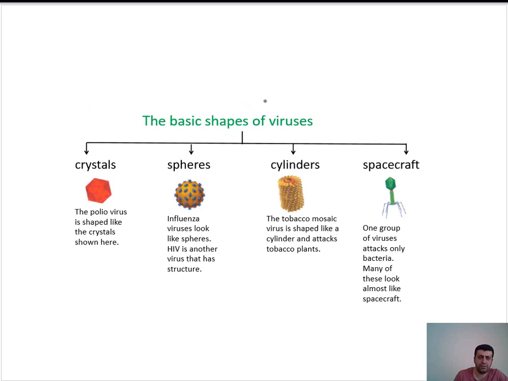The basic shapes of viruses: crystal shapes, spheres, cylinders, spacecraft. The poliovirus is shaped like the crystals shown here. As you see, the shape of the virus looks like crystals. Spheres: influenza viruses look like spheres. HIV/AIDS is another virus that has this structure. For example, COVID. COVID-19 is in the group of spheres.